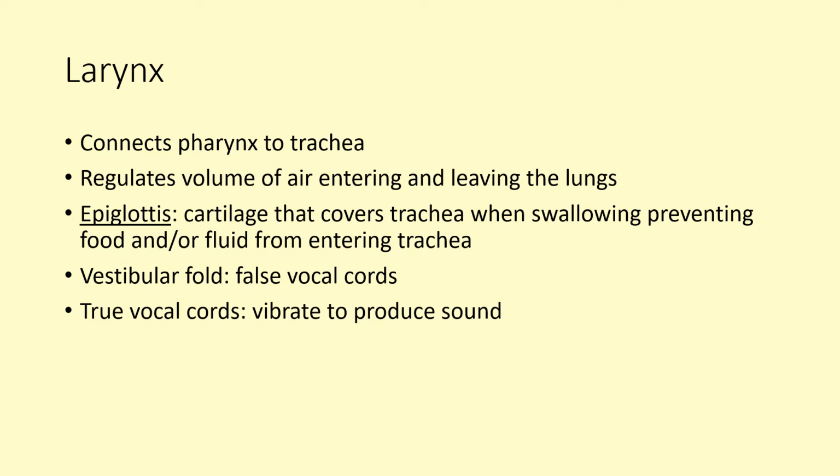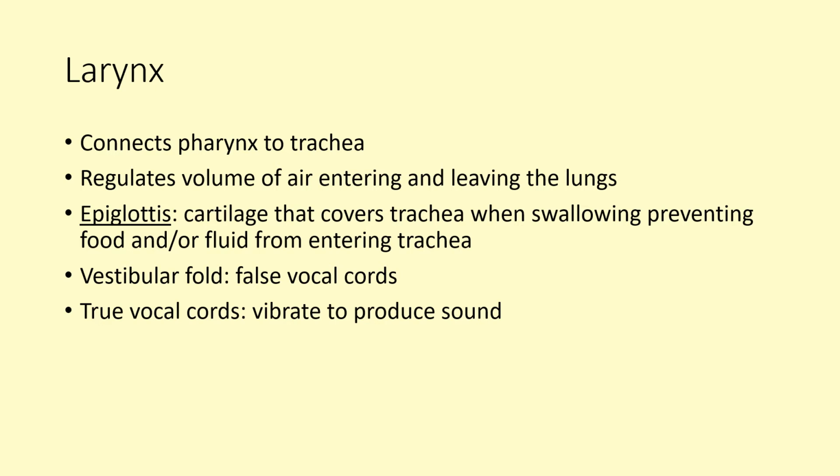The larynx connects the pharynx to the trachea. It's going to regulate the air as it's flowing down towards the lungs and also leaving the lungs. The epiglottis, this is a piece of cartilage. It does cover the trachea when you swallow. So now that prevents food and fluid from going into the trachea and down into the lungs. Normally works fine.